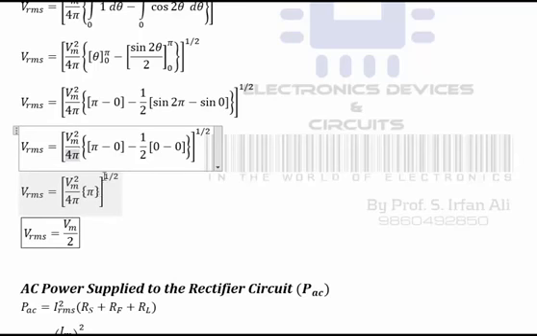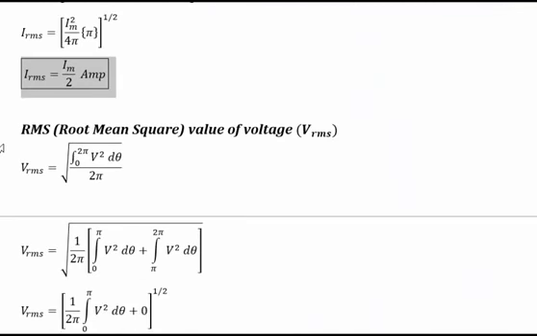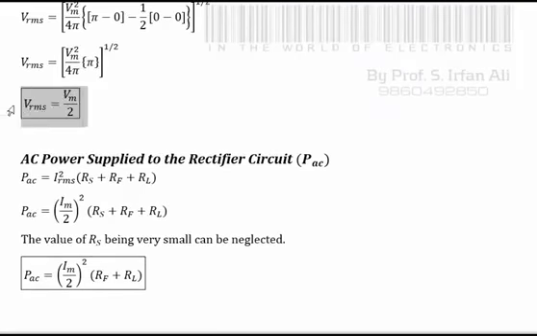This pi gets cancelled, and when you take Vm by 4 out of the root, you will get Vm by 2. IRMS was Im by 2, and Vrms is Vm by 2. Things remain the same, you just have to replace I with V to get the value of Vrms.